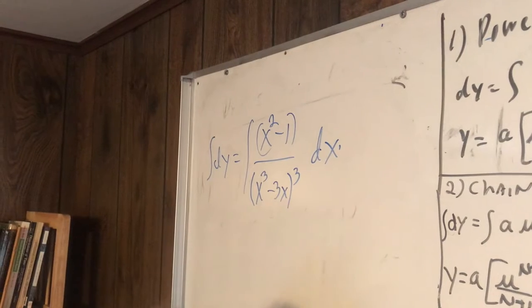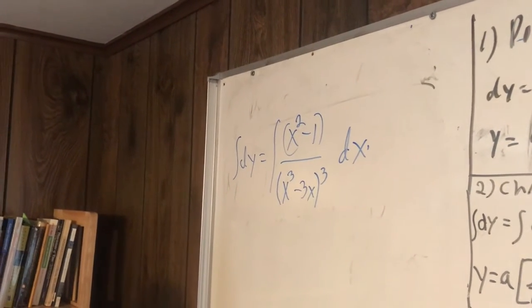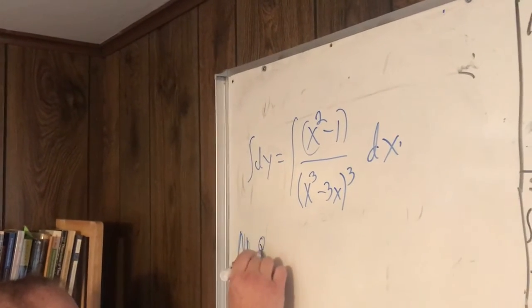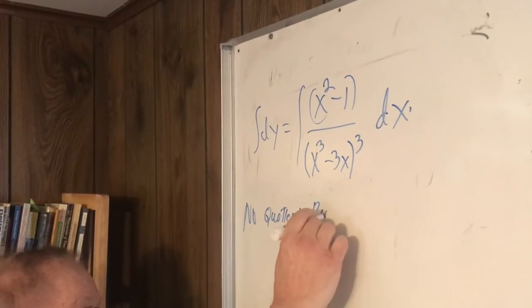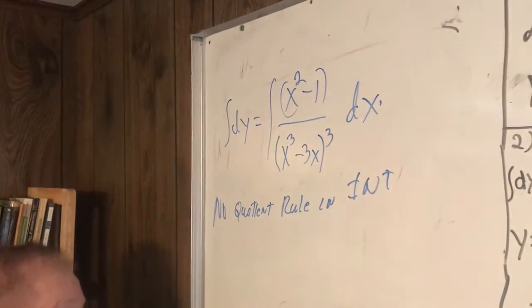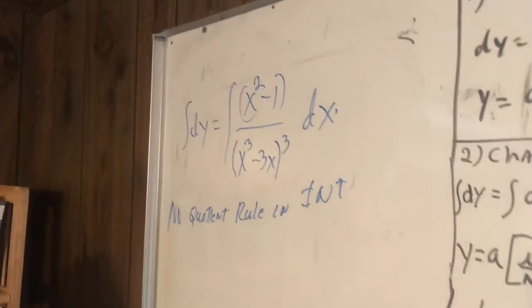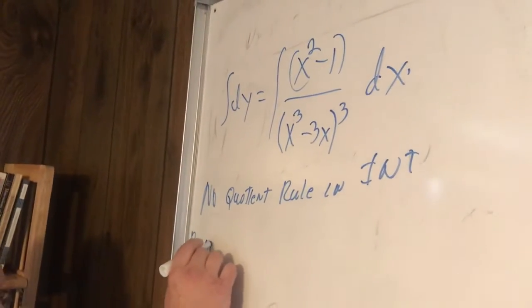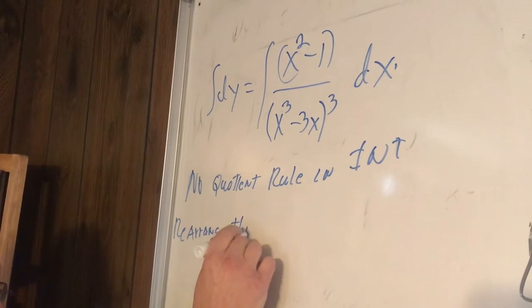Okay, that's it. Now, notice I have a denominator, but there is no quotient rule in integration. So I have to use the chain rule. But the first thing I want to do is rearrange the problem.